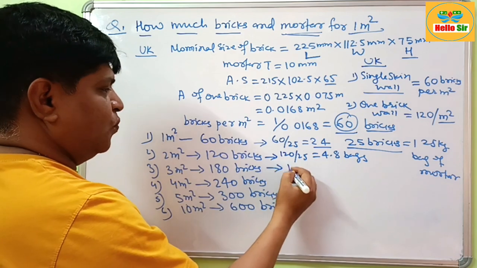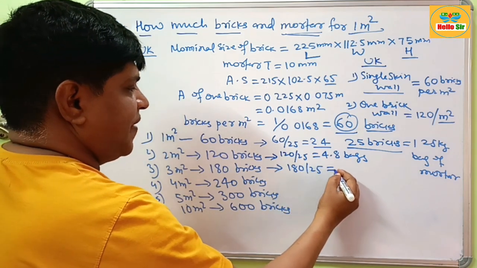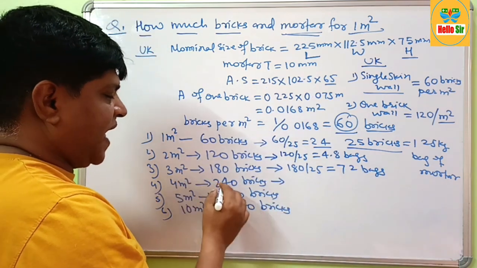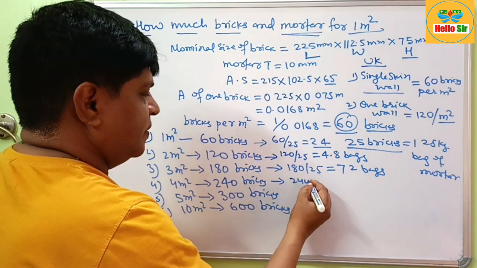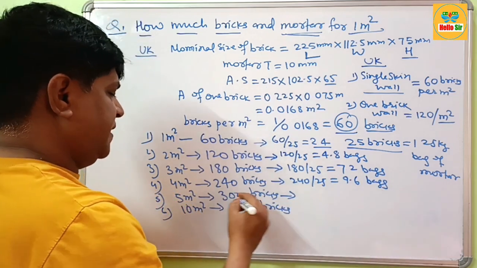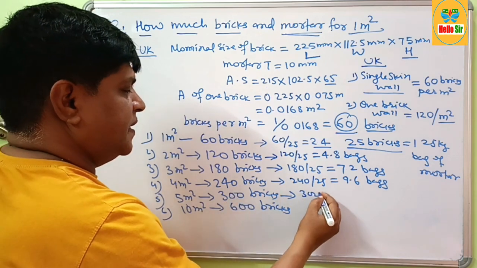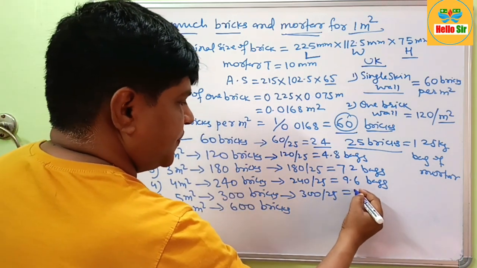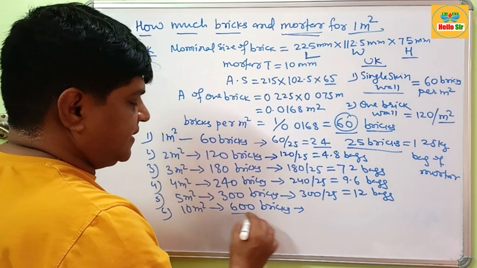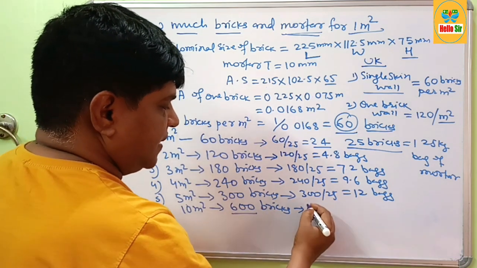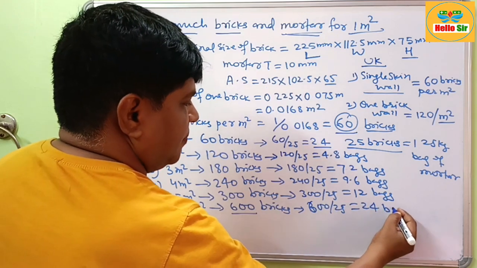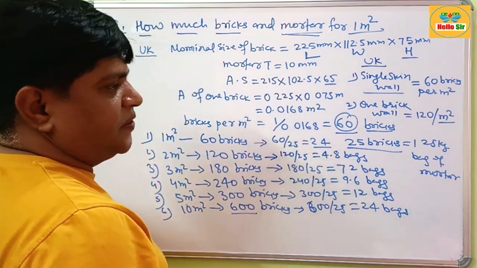By this means, 180 divided by 25 will come to 7.2 bags. And 4 square meters of brick wall has 240 bricks, it requires 240 divided by 25, which will come to 9.6 bags. And 300 bricks divided by 25 will come to about 12 bags. And about 10 square meters of brick wall area requires 600 bricks, and how much mortar? 600 divided by 25 will come to about 24 bags of 25 kg mortar.